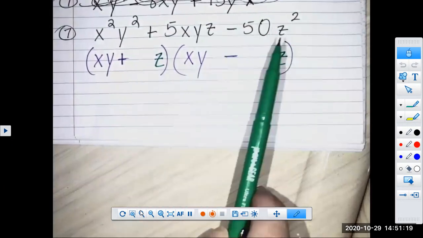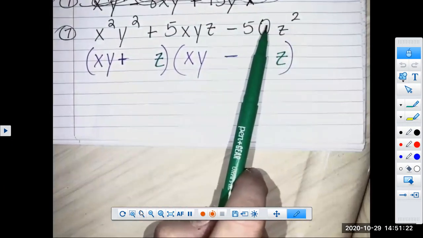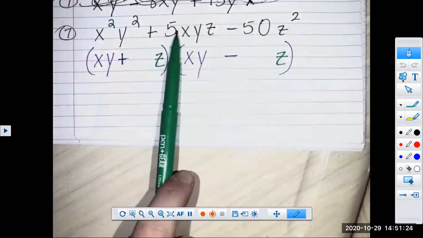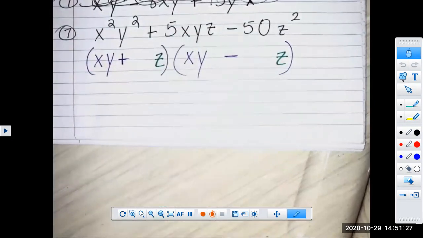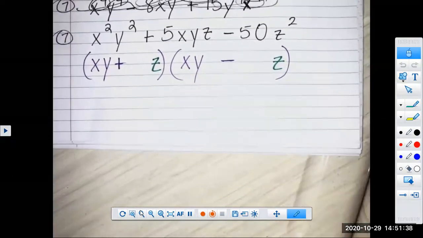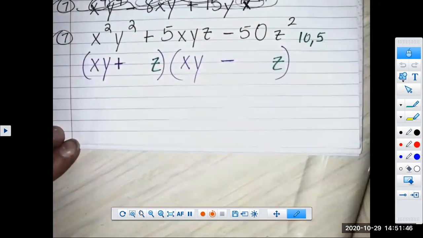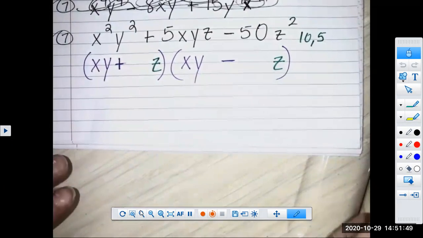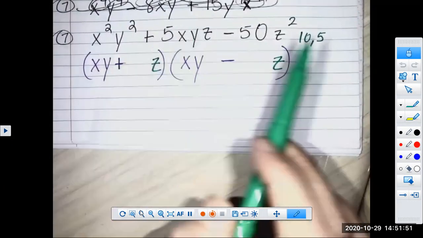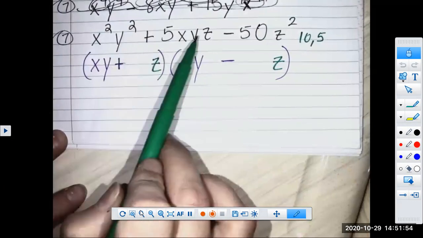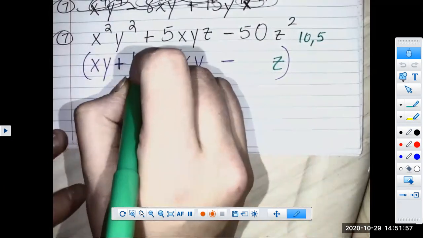Now to figure out what the number is in front of z, I have to determine two numbers that will multiply to 50 and will have a difference of 5. One reason you're looking for a difference is because you have different signs. If they were the same sign, you would be looking for a sum. Okay, two numbers that multiply to 50 and subtract to 5 are what? 10 and 5. You have to make sure that 10 goes with your bigger number, goes with your plus sign because your middle term is positive.